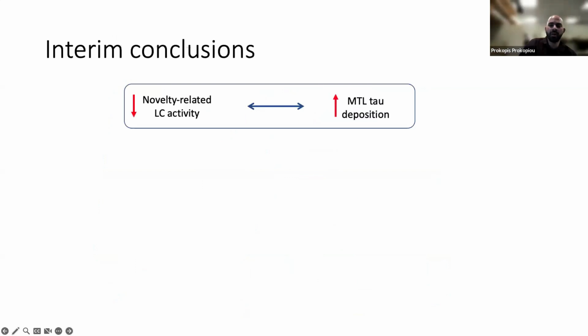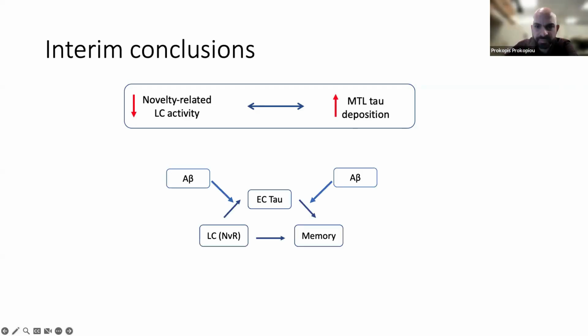All right, so in conclusion, in this second part, in this follow-up work, we found that lower novelty-related LC activity was related to greater cortical tau deposition in regions showing early AD-related vulnerability. And I'm talking about the entorhinal cortex here. Again, it's the first cortical region. These results suggest that LC dysfunction may be linked to tau pathology progression, which has further implications on mechanisms underlying tau spreading from the brainstem to the cortex during the earliest stages of the disease.